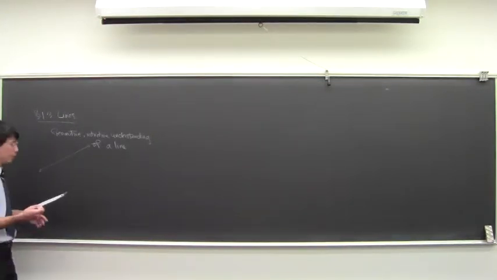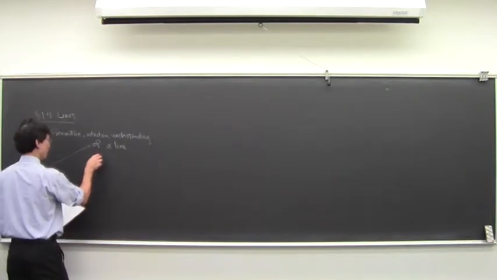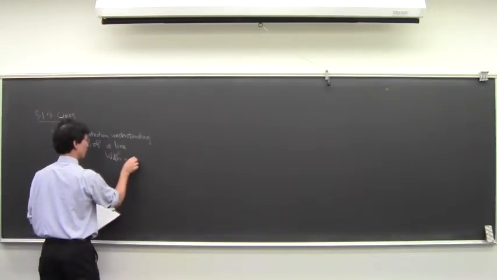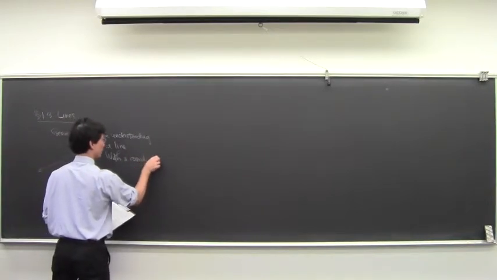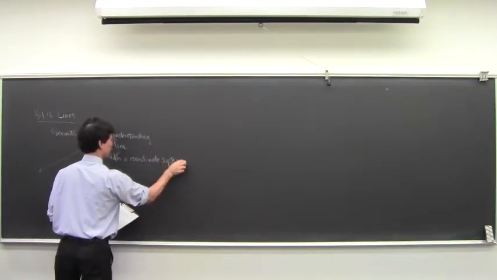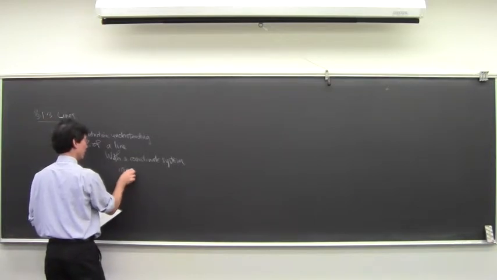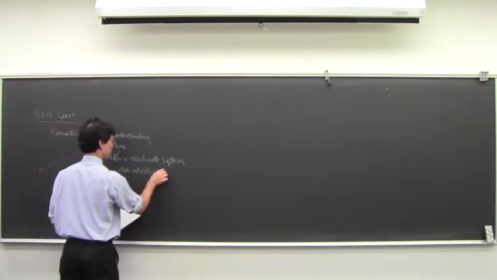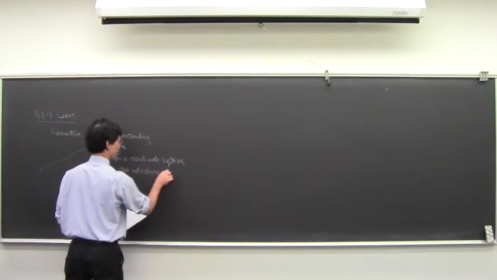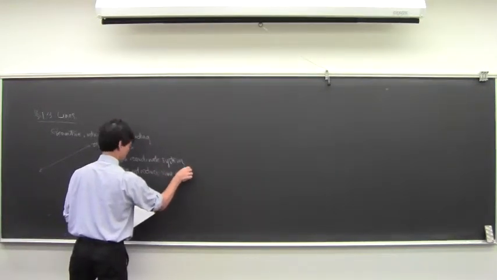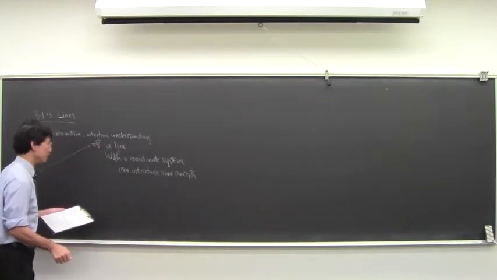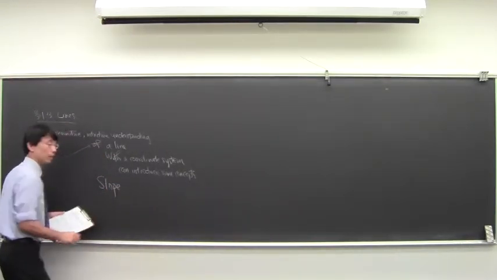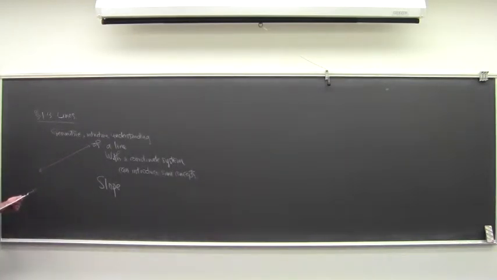Once you have a coordinate system, then you can start putting some numbers on, adding some numbers to this. And so with a coordinate system, we can introduce other concepts. Again, the first one is the notion of slope. The slope of a line.